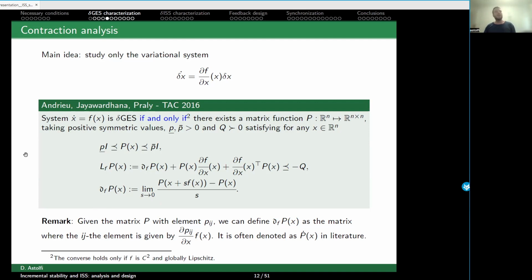So this result has been stated by Vincent Andrieux, Bayu Jayawardhana, and Laurent Praly in 2016, and this result is actually characterizing incremental global exponential stability and not asymptotic stability. So this is true only for global exponential stability. But actually, it is an if and only if result. So this condition is sufficient in general, but it is also necessary under some smoothness assumption on the vector field f.